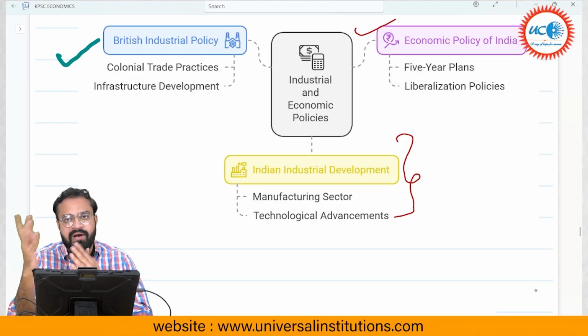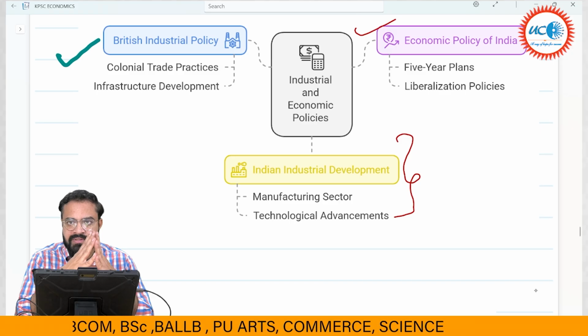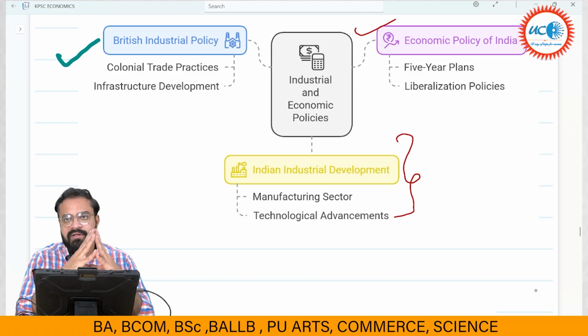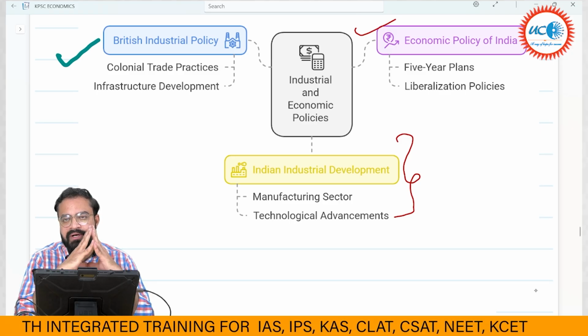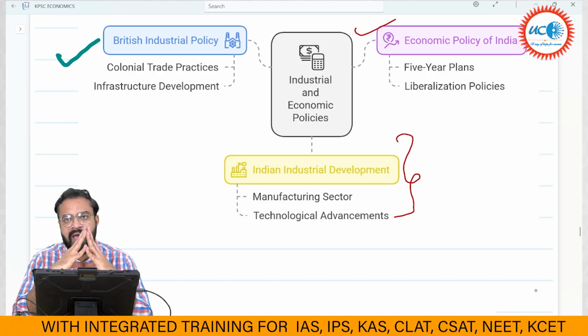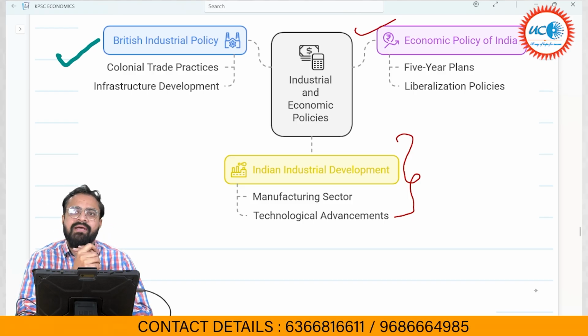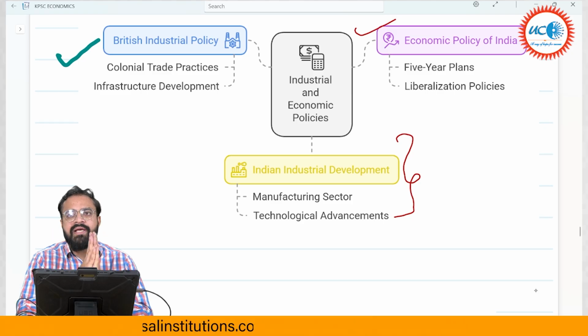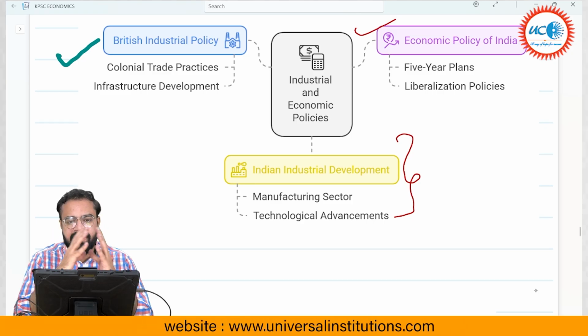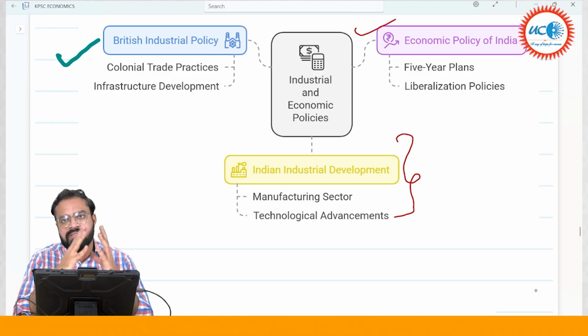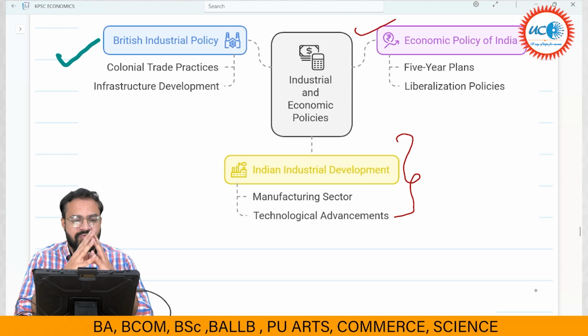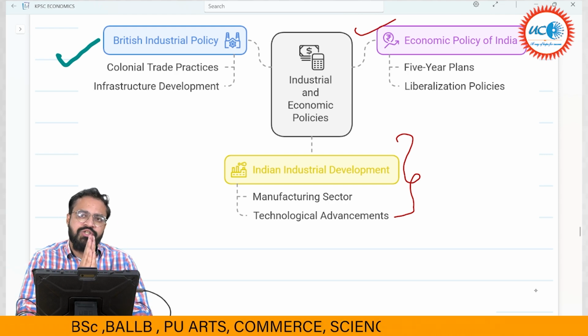India started to trade with all these European powers. One trading body, the British East India Company, came to India as a trading body, and finally they were able to colonize India by the end of the first war of independence, the 1857 revolt. So what were the British policies?